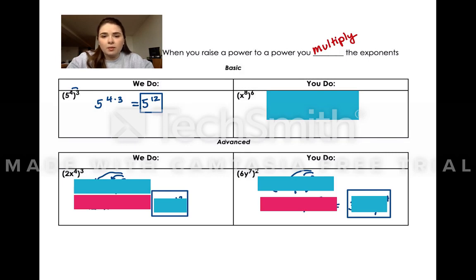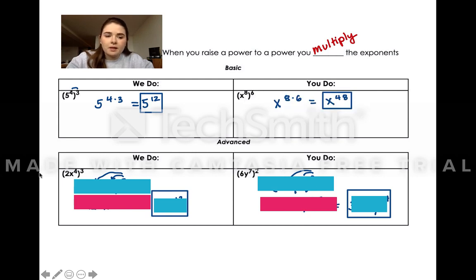So again, with this problem, we're going to be multiplying those two powers. We're going to multiply our 6 times 8, and our final answer should be x to the 48th power. Let's take a look at some problems with multiple terms.